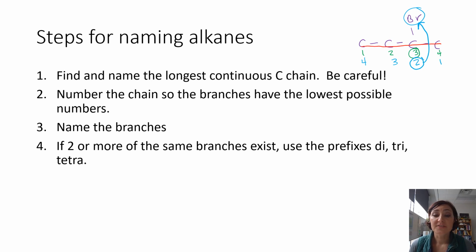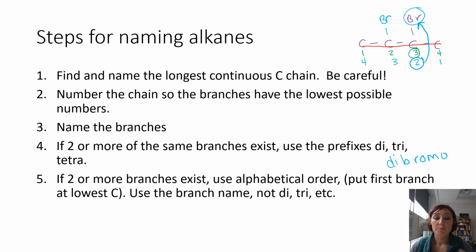If you have 2 or more of the same branches, say I have 2 bromines coming off, like this. Instead of saying bromo, because that's redundant, we're chemists, we're not going to write that twice. We're going to use the prefix di for 2, tri for 3, or tetra for 4. So in this case, if I have 2 bromos, we would call it dibromo.